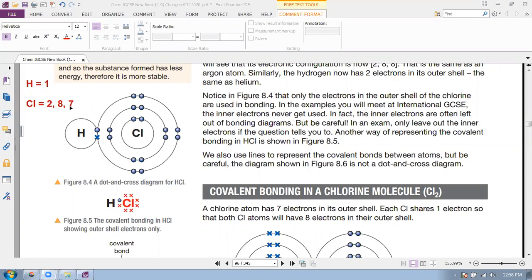So chlorine follows argon, and hydrogen follows helium. Helium is the nearest noble gas to hydrogen, and helium has 2 electrons in its outer shell. So hydrogen wants to make an outer shell configuration like helium. So hydrogen wants to gain 1 more electron here.